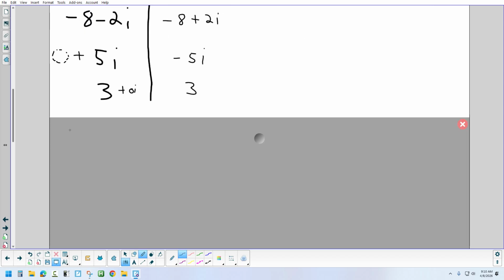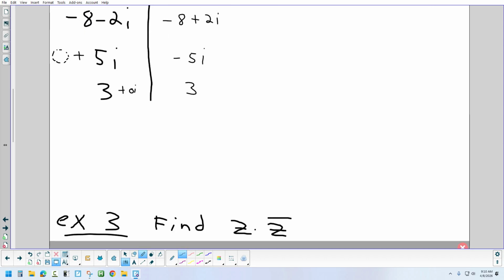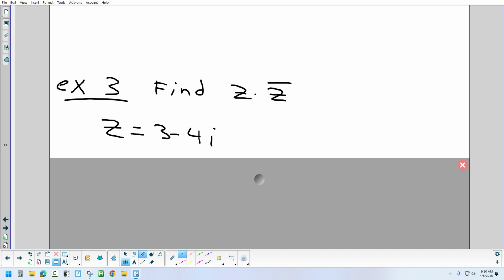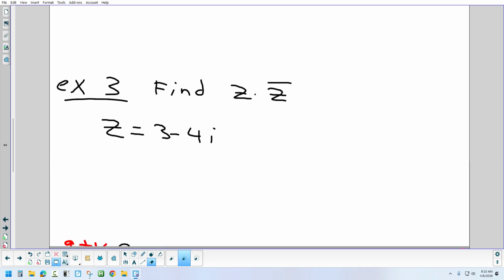All right, now we're going to look at what happens when we multiply a number by its conjugate. So we're going to do one more multiplication problem. It's just going to be a very specific kind of special problem. All right, let's do 3 minus 4i.